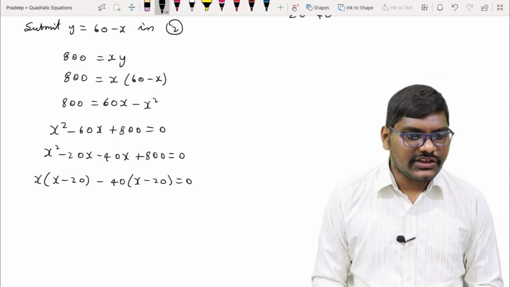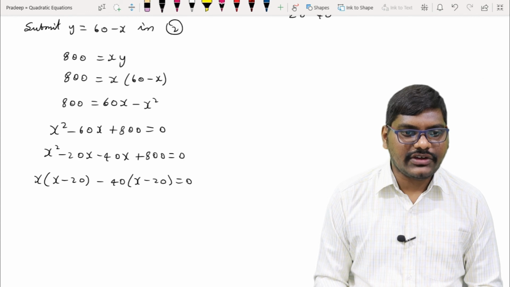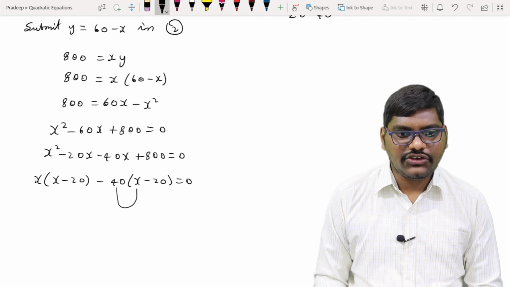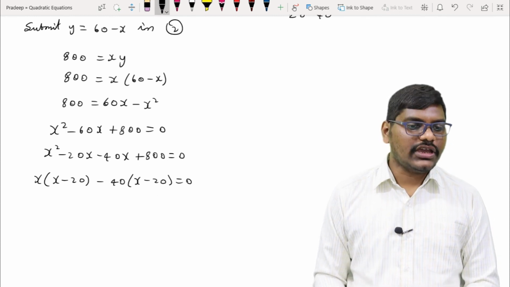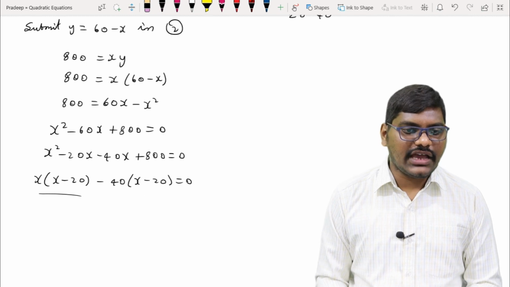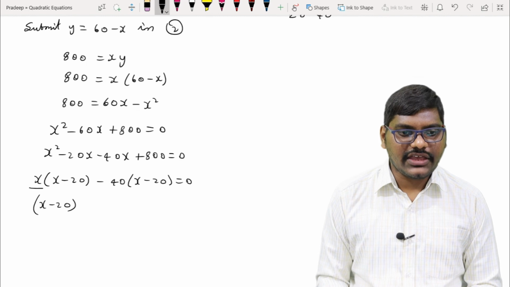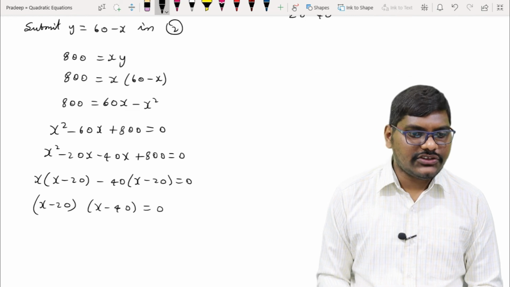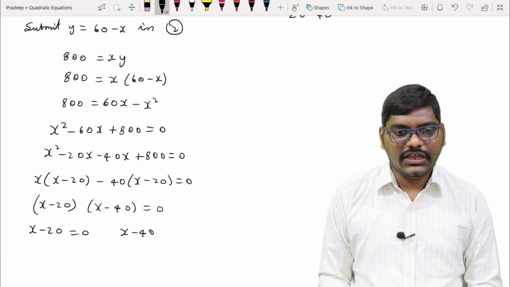Let's check this. X into x gives x square, and x into 20 gives minus 20x. Minus 40 into x gives minus 40x. Minus 40 into minus 20 gives plus 800. In both of these we have x minus 20 common, so we take that common. What remains is x and minus 40, so we write x minus 40 equal to 0. Let's equate each to 0 separately: x minus 20 equal to 0, x minus 40 equal to 0.